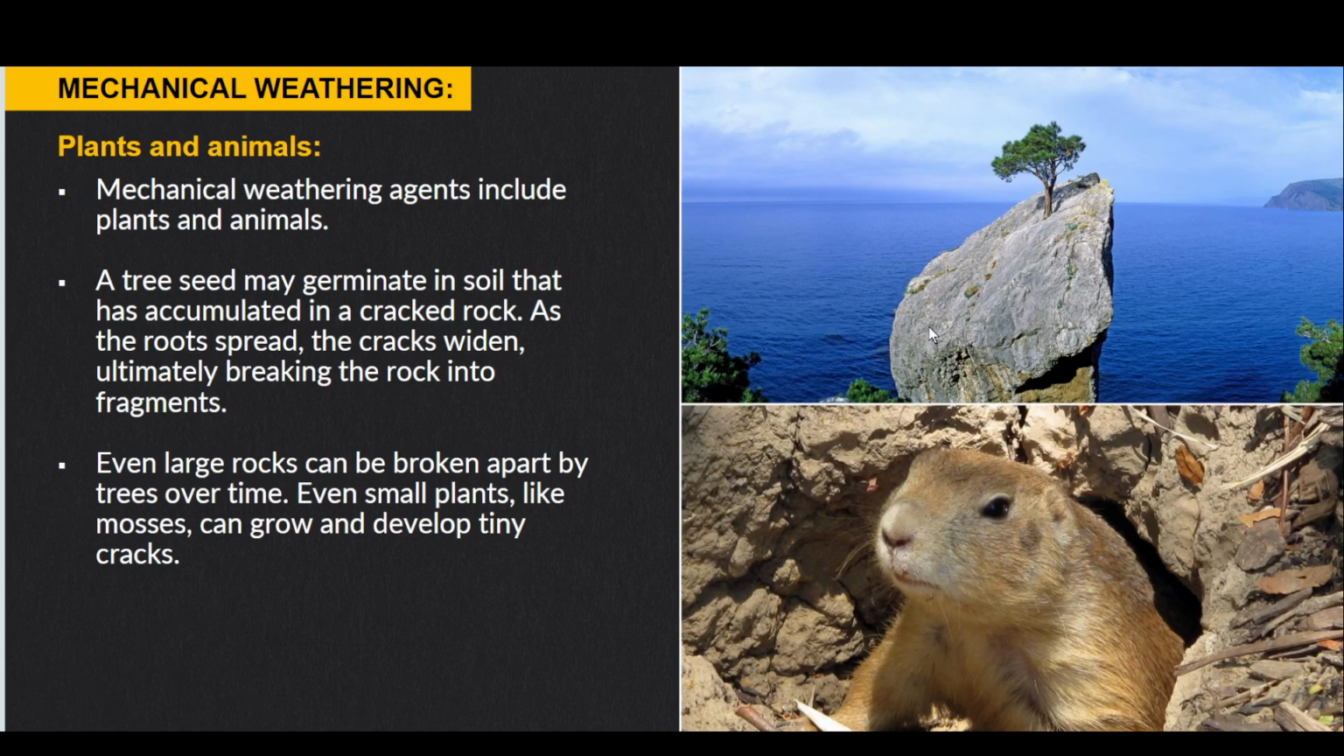Okay, and then plants and animals. Mechanical weathering agents include plants and animals also. Like here you can see a tree seed. It may germinate in the soil that has accumulated in a cracked rock. Let's suppose there is a crack, and inside the crack there is soil and there is a seed. So, a tree will germinate, right? And as the root spreads, the crack will widen and ultimately it will break the rock into fragments, right?